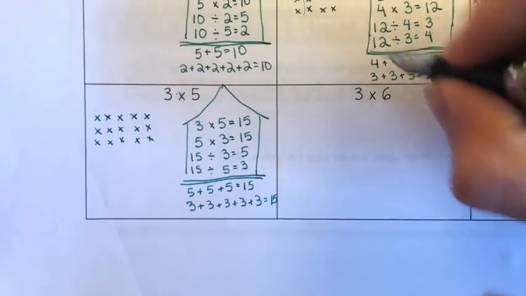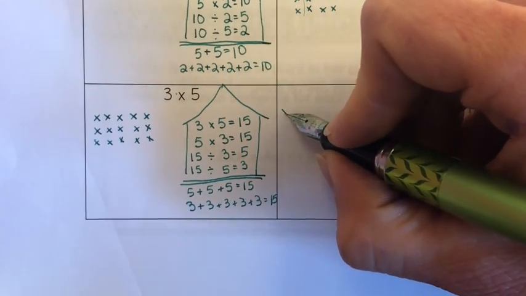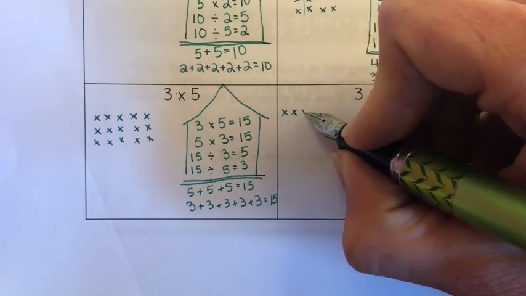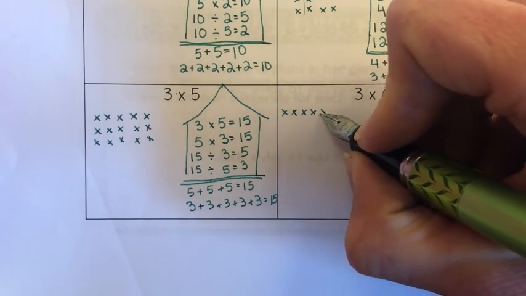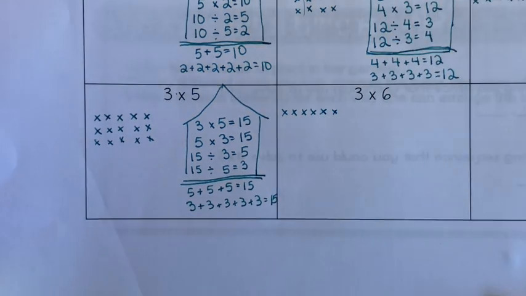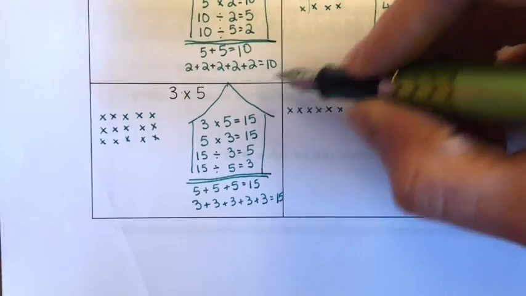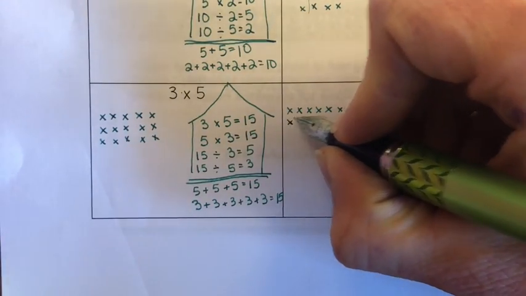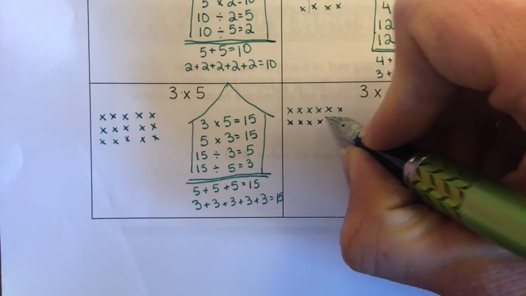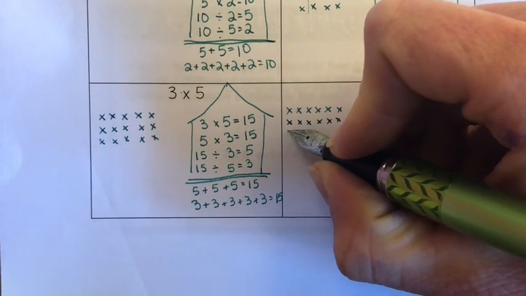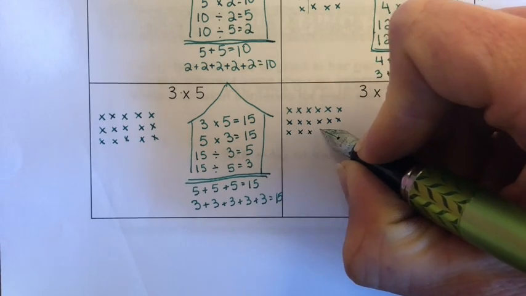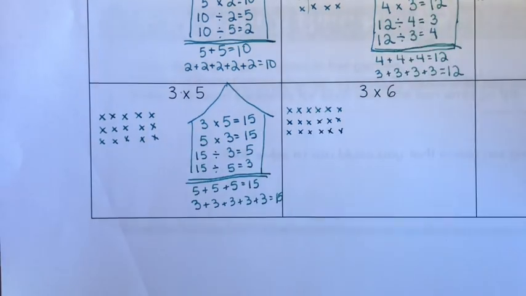Now 3 times 6, so I've got 3 groups of 6. 1, 2, 3, 4, 5, 6. Okay, so I was drawing my array. So I have 1 group of 6. Now 1, 2, 3, 4, 5, 6. That's 2 groups of 6. 1, 2, 3, 4, 5, 6. That's 3 groups of 6.